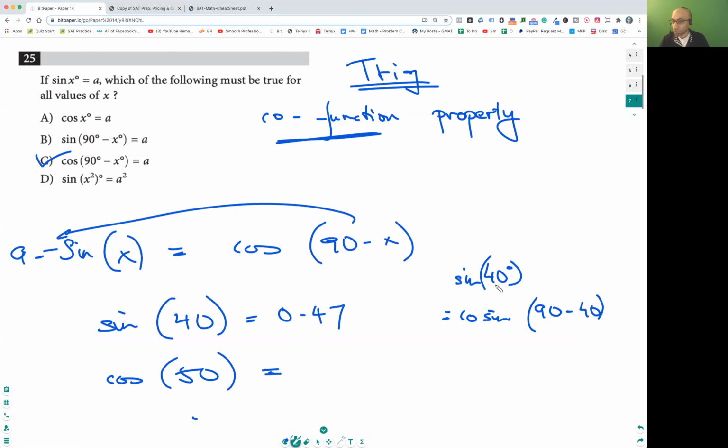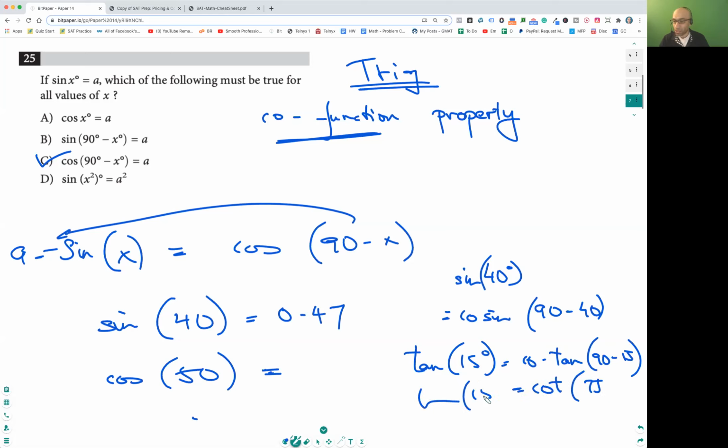Not only does this work for sine and cosine, it works for tangent as well. So tan of, let me take another example, 15 is equal to cotangent of 90 minus 15, same difference, so cotangent of 75. That's tan 15 is cotangent 75. Exactly right, Rosie. Secant and cosecant work as well. So that's the co-function property. It saves you so much time.